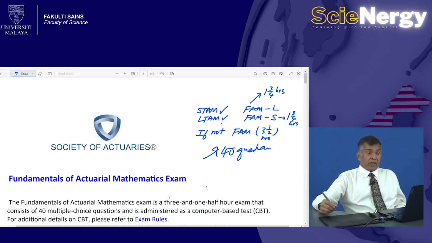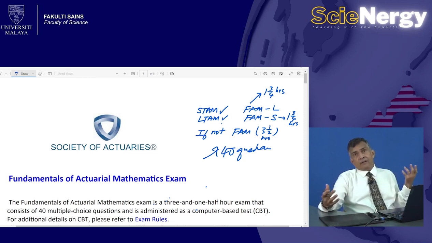So now that you know what you're getting into, basically, one exam is about life insurance mathematics, that's long term. And the other exam is S, which is short-term mathematics, where we are dealing with what, in this part of the world, we call general insurance. In the US, they call it P&C, property and casualty insurance. So we have short-term mathematics, FAM-S, and we have long-term mathematics, which is FAM-L.